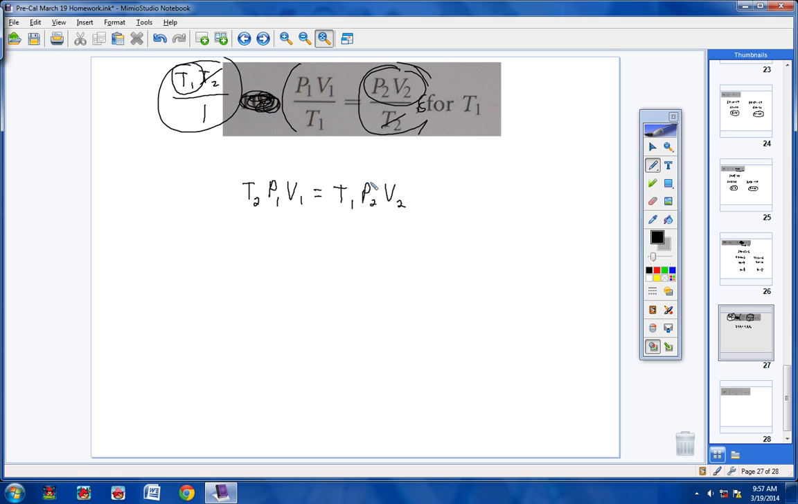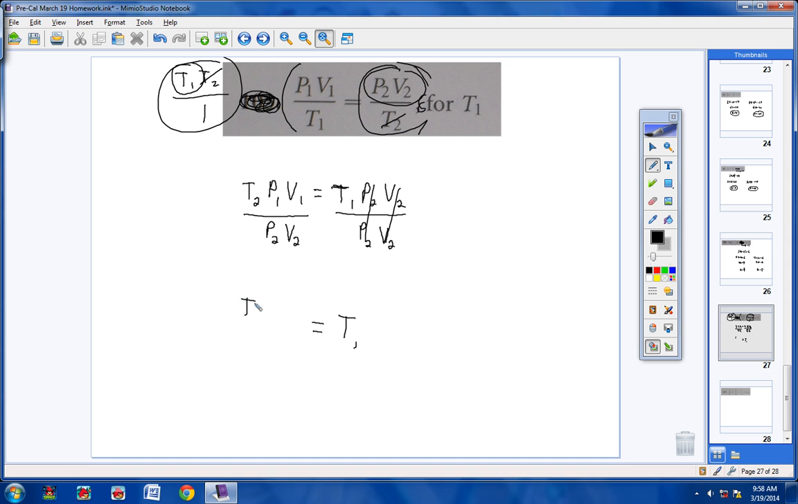Now, please notice all of these letters here are being multiplied together. It's one term. You can't just bring the p2 over and make it negative, or bring the v2 over and make it negative. This is all one term. So you must divide to get rid of the p2 v2. So we divide both sides by p subscript 2 v subscript 2. These cancel, and look what you've done. You finally got t subscript 1 all by itself.